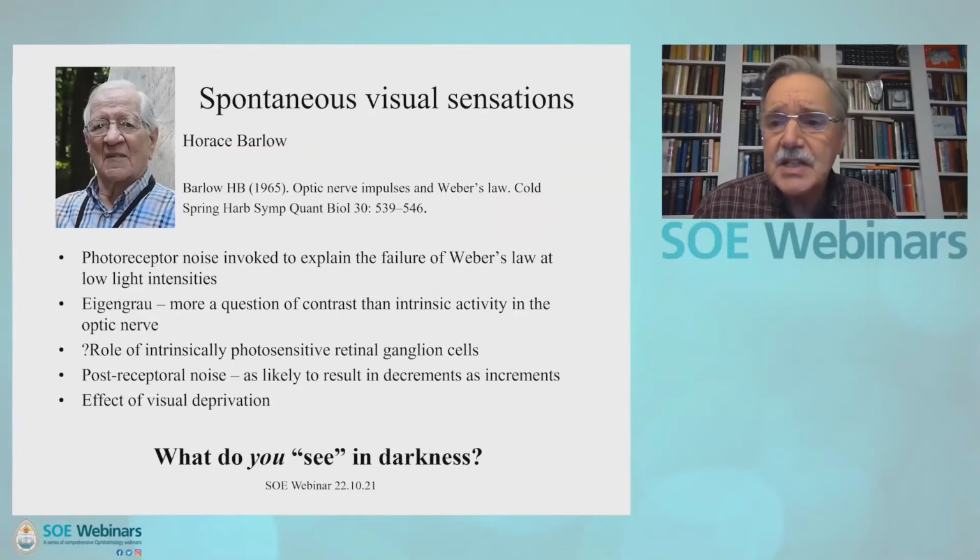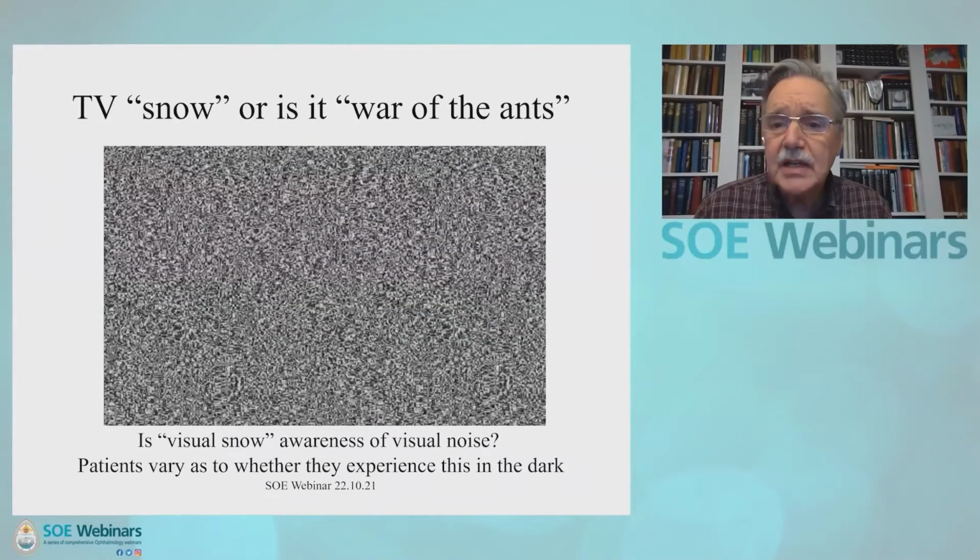And perhaps this is more like what we would see if there was visual noise, this TV snow. And this, of course, has now become extremely important in terminology because of the condition which is known as visual snow. One possibility is that this is awareness of visual noise, but patients vary as to whether they see this in the dark or only as interfering with daylight vision.